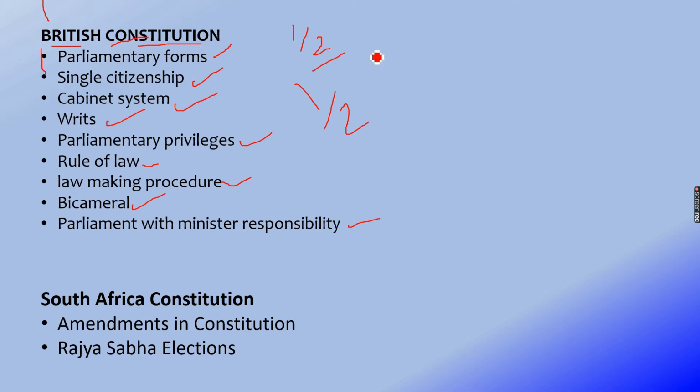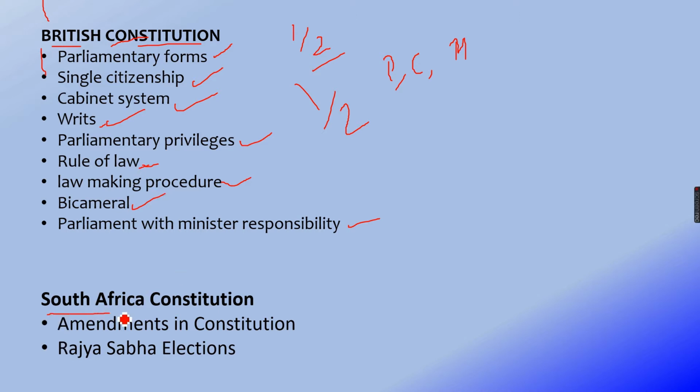So all these things we have borrowed from the British Constitution, and remember that if they ask about the parliamentary form, the cabinet system and the ministry, you are going to tick the answer British Constitution. Apart from that, you need to learn rule of law, lawmaking procedure, writs. Remember, rule of law and lawmaking procedure, they both are different, they are not the same.